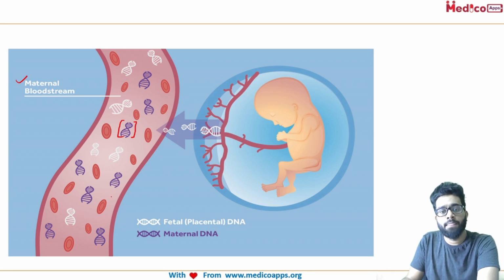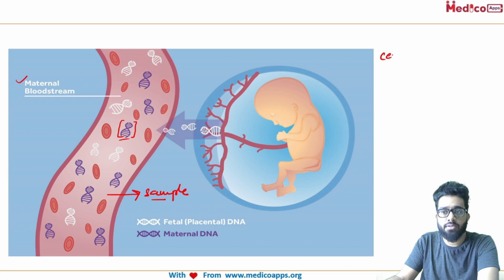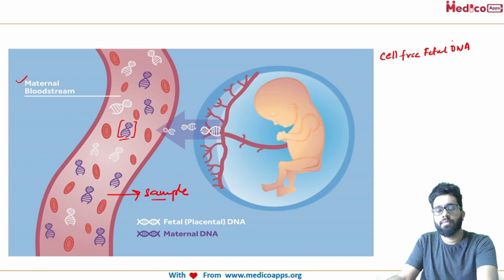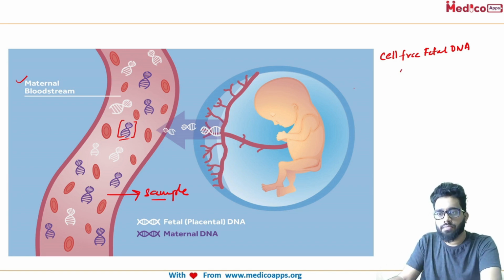So what we do is collect the maternal blood sample and look for the fetal DNA, and in that DNA we look for fetal anomalies, that is chromosomal problems, by karyotype. Because it is not bound inside the cell and is freely roaming around, this is called cell-free fetal DNA, also called CF DNA.